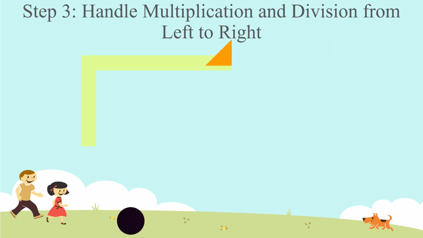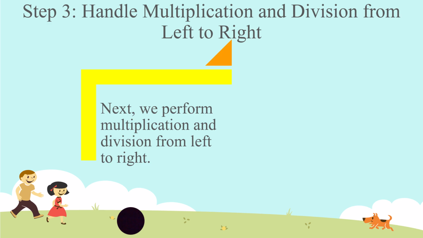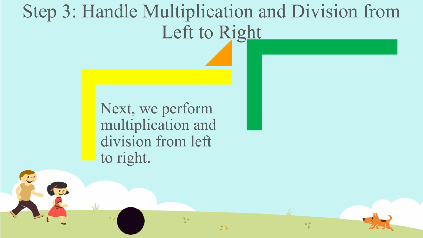Step 3. Handle multiplication and division from left to right. Next, we perform multiplication and division from left to right. First, calculate 6 times 9. 6 times 9 equals 54.